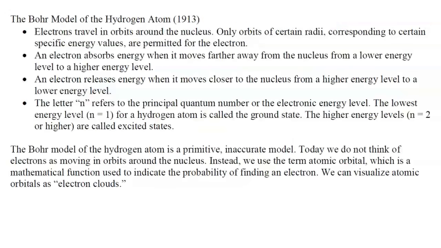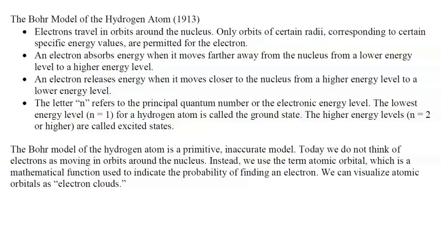Okay, so now we're going to transition to discussing electron configuration. So before I do that, we'll take a brief view of some of the features of the Bohr model of the hydrogen atom. Electrons travel in orbits around the nucleus. Only orbits of certain radii corresponding to certain specific energy values are permitted for the electron. An electron absorbs energy when it moves farther away from the nucleus from a lower energy level to a higher energy level. An electron releases energy when it moves closer to the nucleus from a higher energy level to a lower energy level.